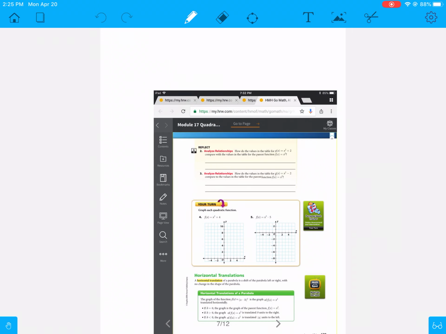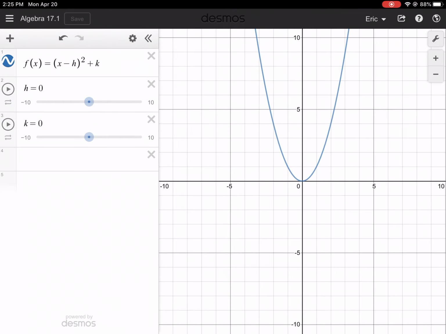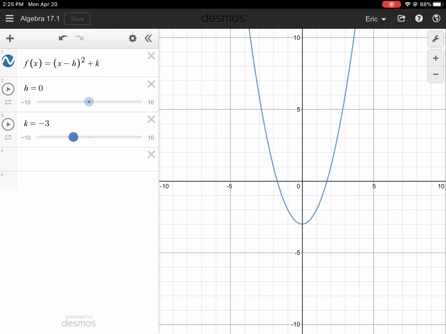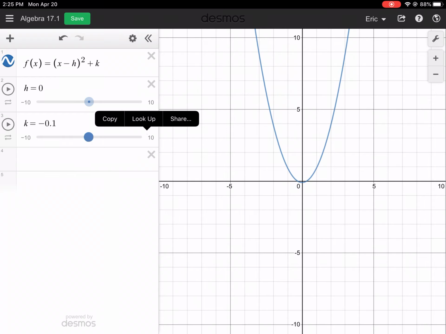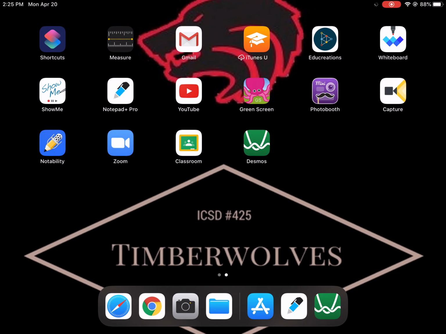It is fairly easy to do this on Desmos, and I would encourage using Desmos. If you go to Desmos, you have your f of x equals x minus h squared plus k. What we did is we just moved the k. If we have a +2, it goes up 2. If we go -3, it goes down 3, but the graph does not change. It just goes up or down. You can use Desmos whenever we're doing this. If you want to use it to graph, go for it. It's just like having a graphing calculator on your Chromebook.